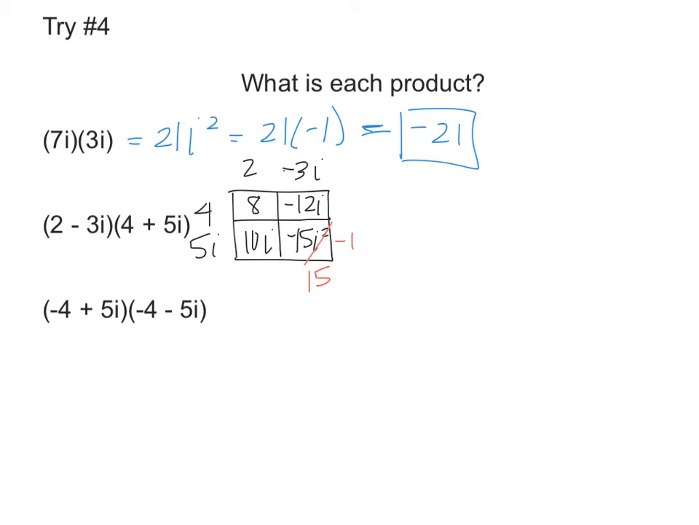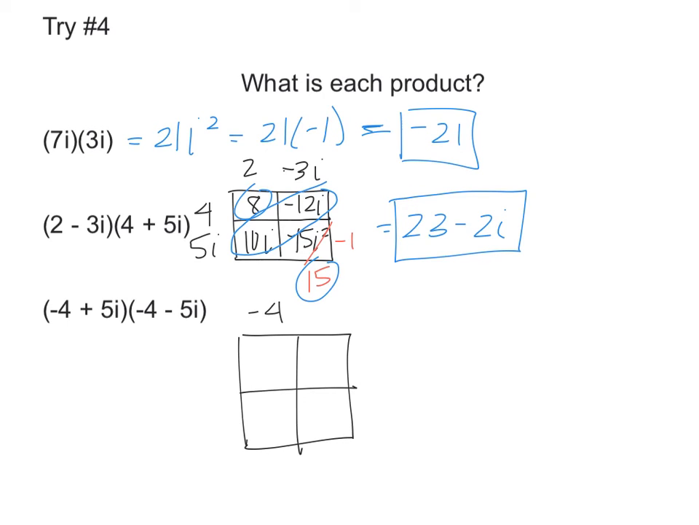All right, if we combine our like terms here and here, remember, if you put it in the correct format, the real numbers go first. So 8 and 15 go first to produce 23. And negative 12i and positive 10i are negative 2i. And we're done. Okay, the last one, again, we want to put it in the box.